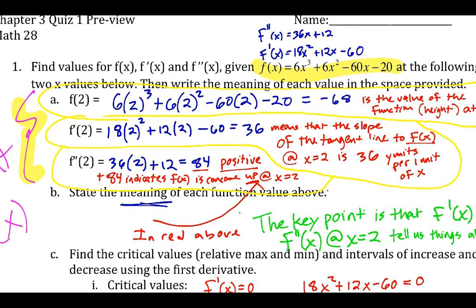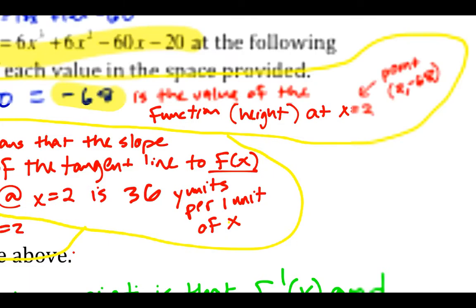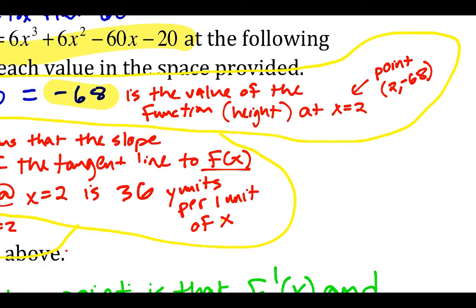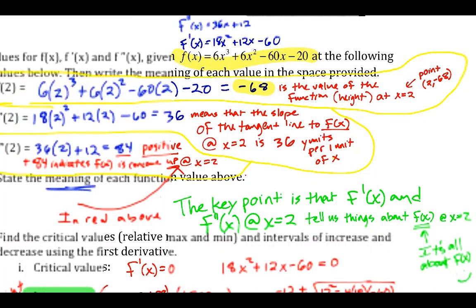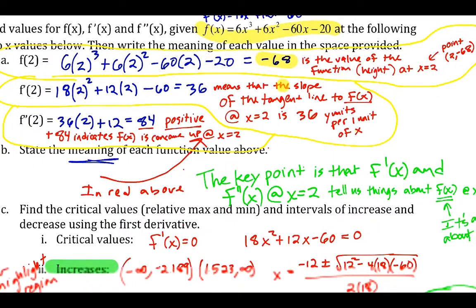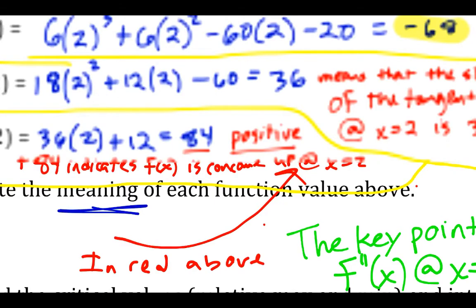If I look here in the original function, I get negative 68. What does that mean? Well, that's a coordinate point. That means if I go to 2 on the original function, it takes me to negative 68. It's the point (2, -68). It's the height at x equals 2. So old-fashioned, regular old algebra stuff there. But when you put it in the derivative, you get out 36.